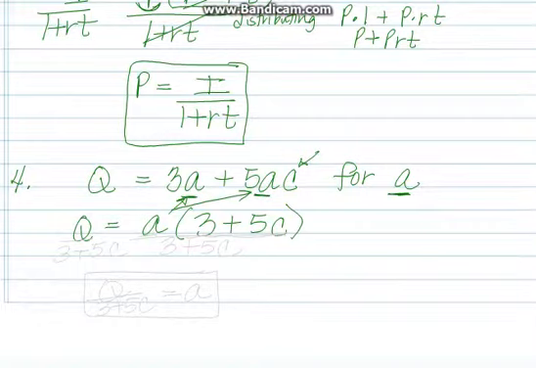Now the A is just by itself here as only one A. We would like to undo the multiplication by the 3 plus 5C, so we'll divide both sides by 3 plus 5C. That gets us that Q over 3 plus 5C is equal to A.